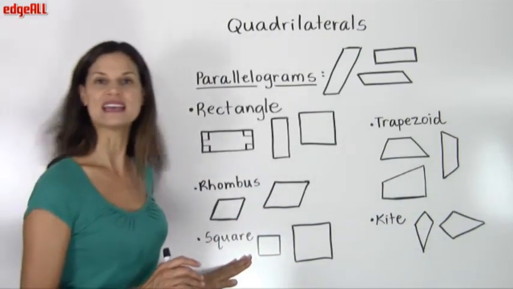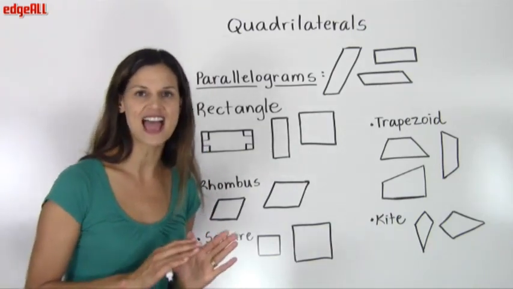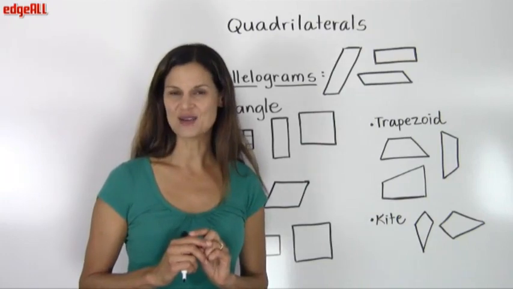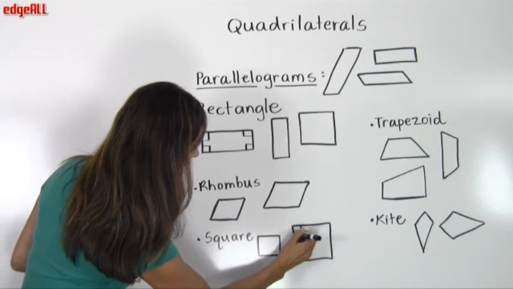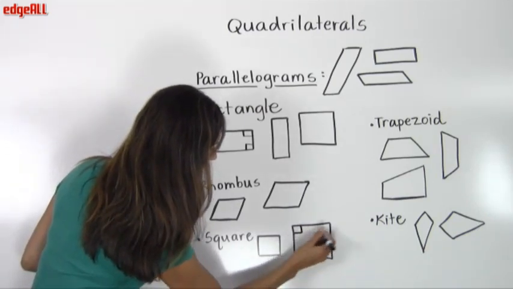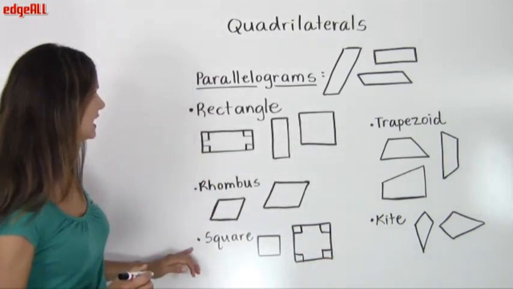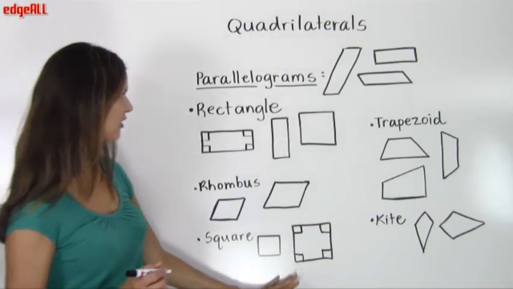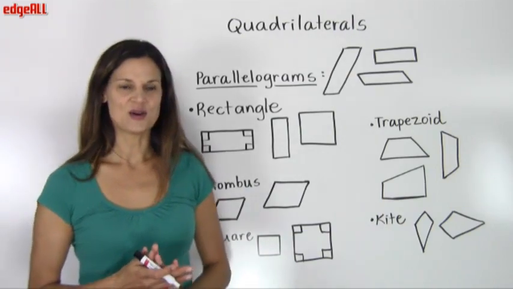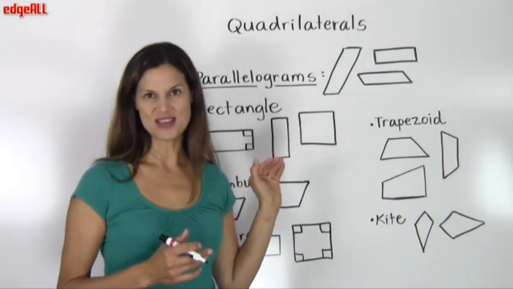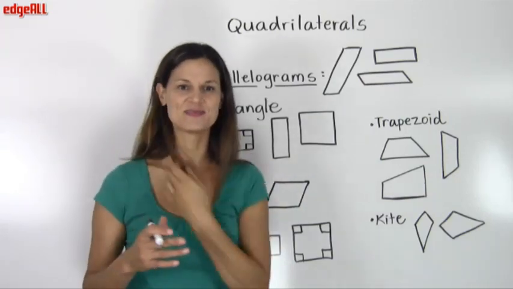Our third shape is a square, and a square is a rhombus because it has 4 sides of equal length, but it also has all 4 angles as right angles. All 4 of the angles in a square are 90-degree right angles. So our third quadrilateral under the parallelogram category is a square. Squares are also rectangles, and they're also rhombuses, and they're also parallelograms. They fit the definitions of all of those things.